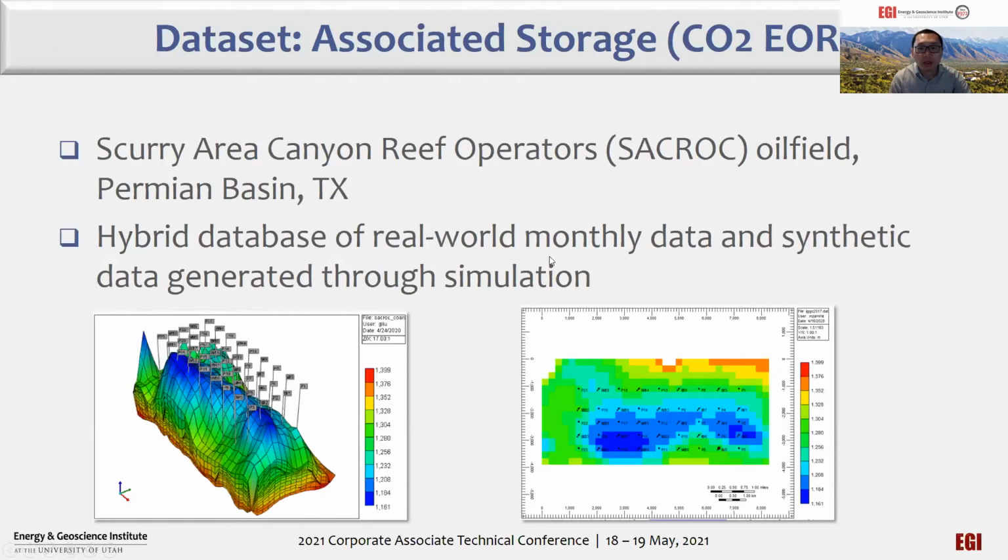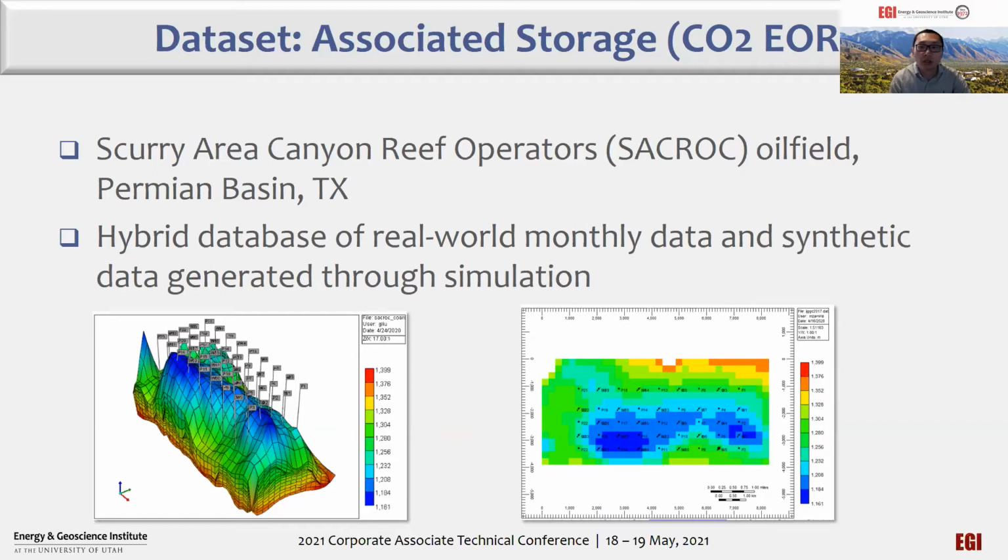The data set we used for the phase 1 work is an associated storage site, the SACROC oil field in the Permian Basin in Texas. The SACROC unit was discovered in 1948. The tertiary production with CO2 injection started in 1972. It is the oldest CO2 EOR project in the US. It is also one of the study sites of the SWP project phase 2 that Dr. McPherson and Mr. Esser had introduced earlier.